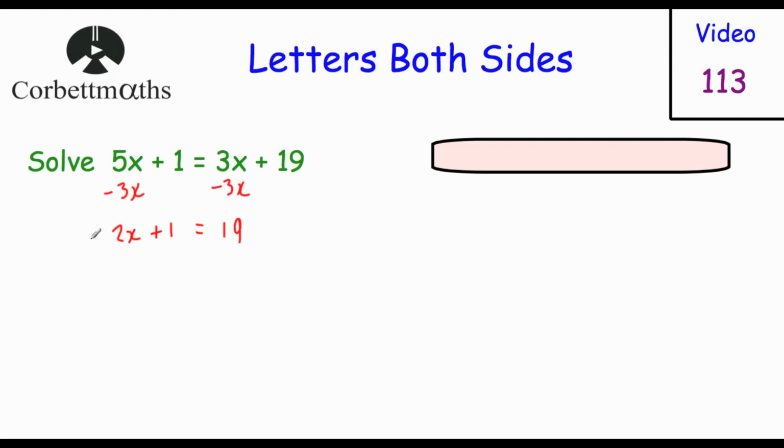Now this is just an equation like you would see in M1, so we can solve this by taking away 1 and taking away 1. So that would leave us with 2x equals 18. And then we can divide by 2 and divide by 2 and see that x is equal to 9. And again, we can check our answer. 5 times 9 is 45, plus 1 is 46, and 3 times 9 is equal to 27, plus 19 is 46, so that's right.